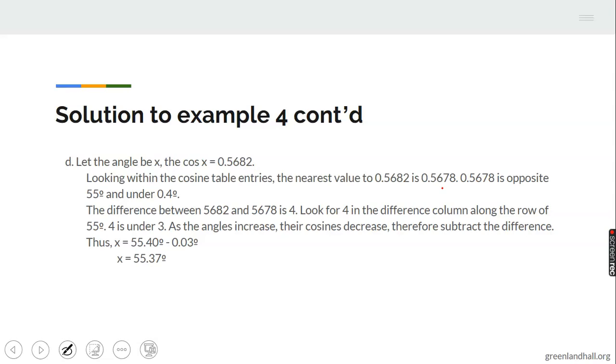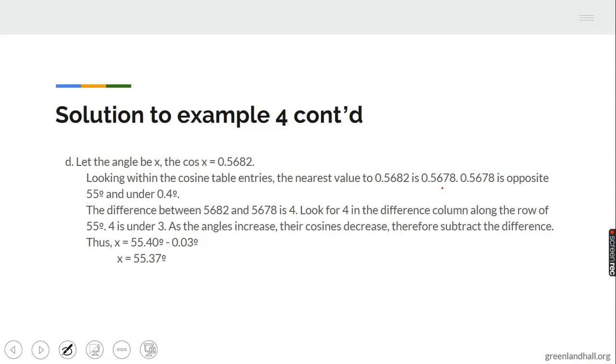Now, you take the difference between 0.5682 and 0.5678. The difference is just 4. So you go to your difference column on your cosine and check where you have 4, still under that 55.4. Once I locate it, it is under 3. And we know that for cosine, as the angle increases, the cosine value decreases. So you are going to subtract 55.4 minus 0.03. So that's how we got 55.37 degrees. I believe you understand what I just explained.